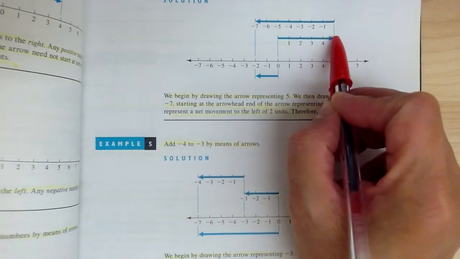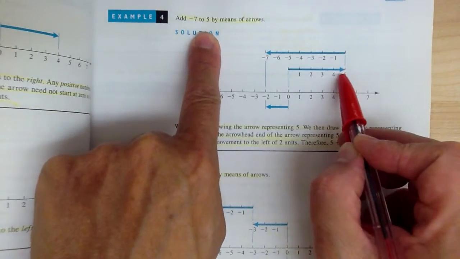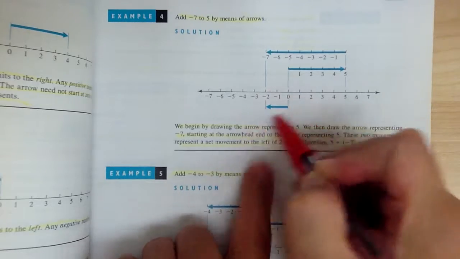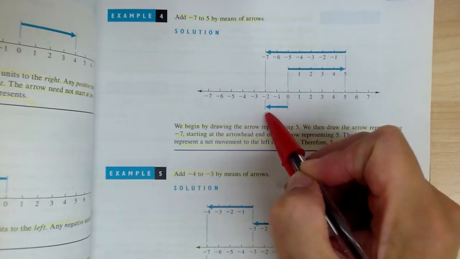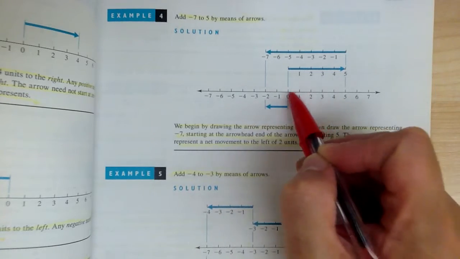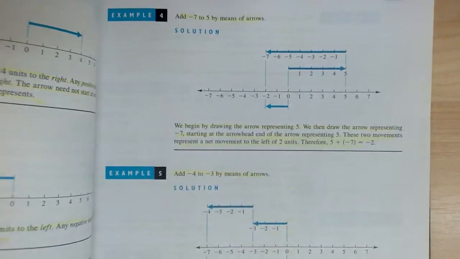So again, first, you start at 0 and you go to the 5. Right? So that's what the 5 is. Then you add negative 7, you go this way. And where you end up is your net result. So the net result is over here, and that's your sum. So the answer would be negative 2. So negative 7 plus 5 will give you negative 2.